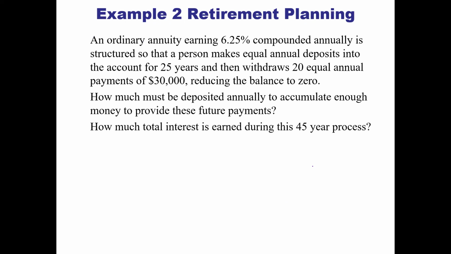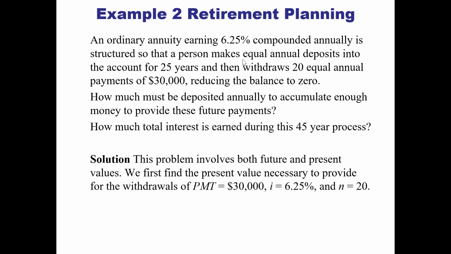Here's another example for retirement. An ordinary annuity earning 6.25% compounded annually. So here our i is going to be this divided by 1, so it's really just going to be 0.0625. It is structured so that a person makes equal annual deposits into the account for 25 years and then withdraws 20 equal annual payments of $30,000, reducing the balance back to zero. Now, how much must be deposited annually to accumulate enough money to provide these future payments, and how much total interest is earned during this 45-year process?